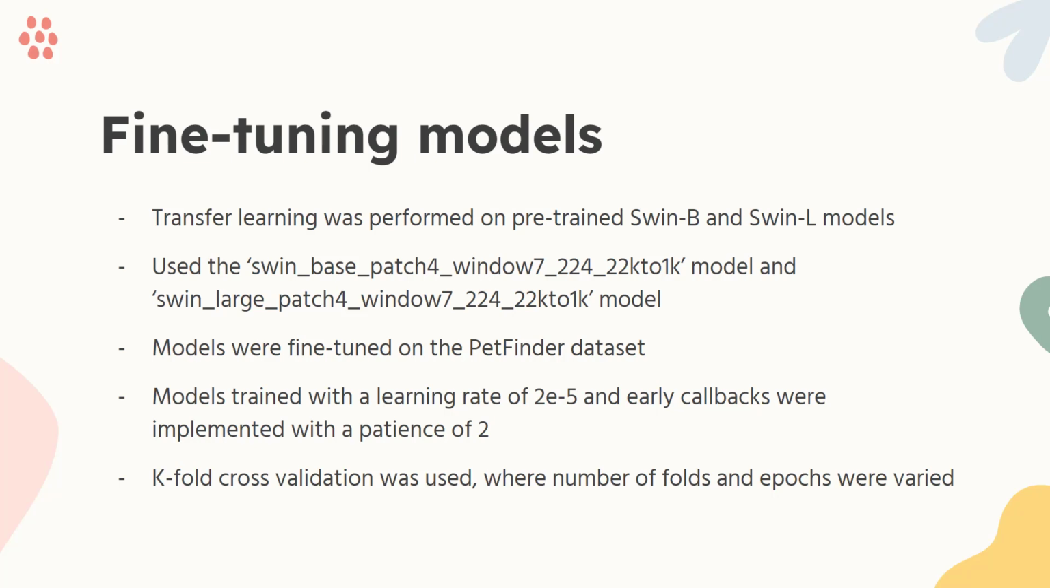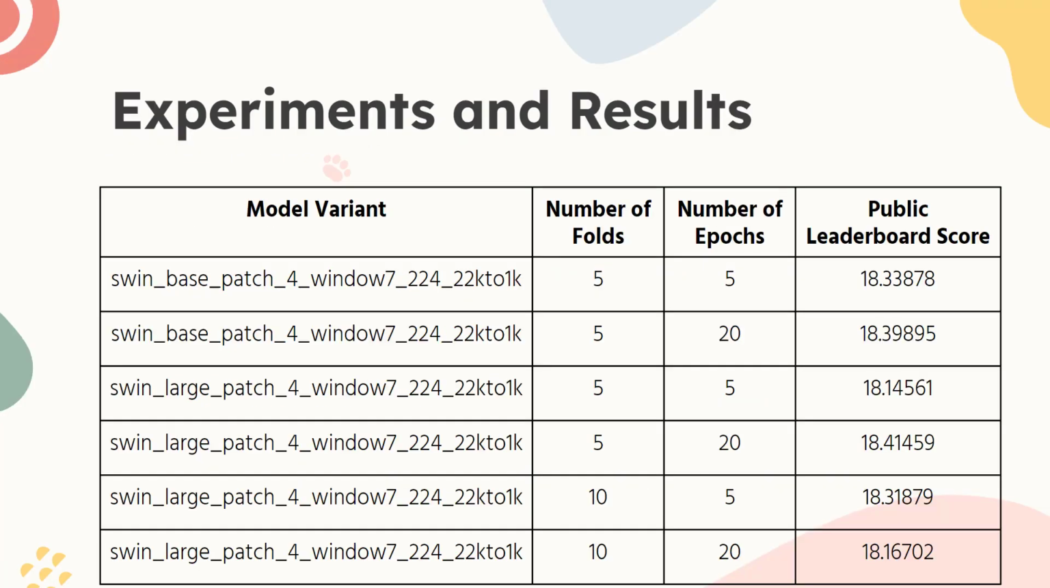The model was fine-tuned using binary cross-entropy loss and a batch size of 32 for predicting popularity. K-fold cross-validation was used for fine-tuning on the Pawpularity dataset, with each fold used once for validation. The model was trained with a learning rate of 2e-5 and early callbacks to stop training if the root mean square error did not improve after 2 epochs. These are the results of the fine-tuned Swin Transformer model.